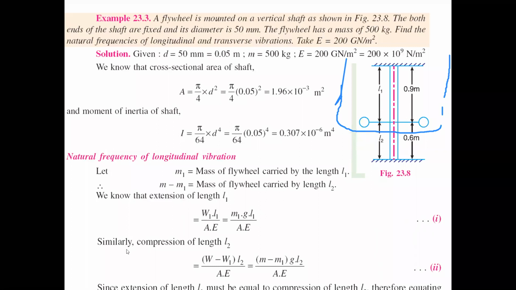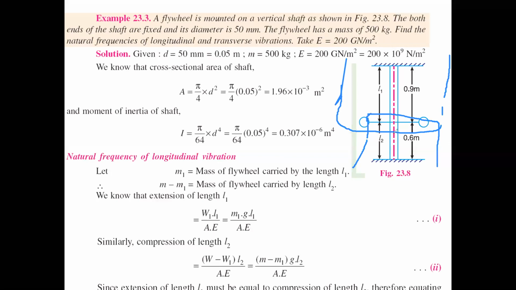And now, similarly, to find the compression of the length L2. If you observe only this portion, up to this portion, then the rod is carrying, with the top side arranged to our flywheel mass.